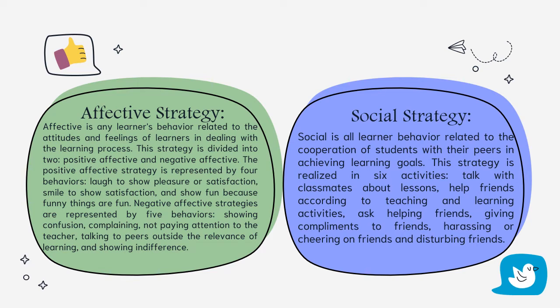And the last, social strategy. Social is all learner behavior related to the cooperation of students with their peers in achieving learning goals. This strategy is realized in 6 activities: talking with classmates about the lesson, helping friends according to teaching and learning activities, asking helping friends, giving compliments to friends, praising or cheering on friends, and disturbing friends.